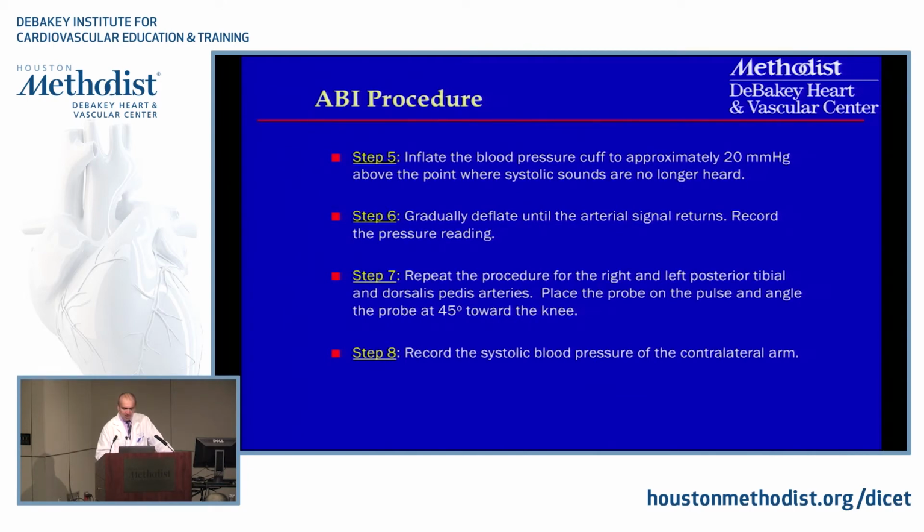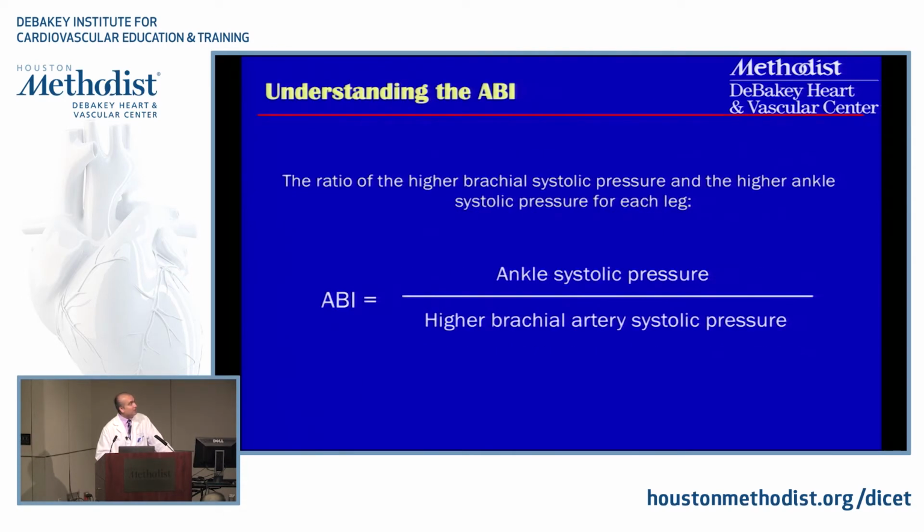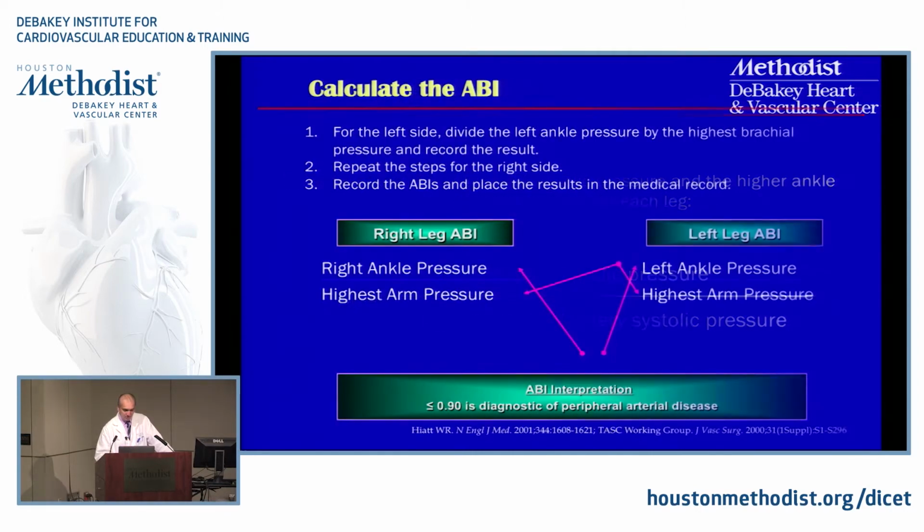And then, typically you want to inflate the blood pressure cuff to approximately 20 millimeters of mercury above the point where systolic sounds are no longer heard. Gradually deflate the cuff, and as the pressure comes down, look to see when you begin to hear arterial waveform sounds. And then obviously it's going to be the ratio, as we talked about, between the ankle systolic pressure divided by the higher of the brachial artery systolic pressures.